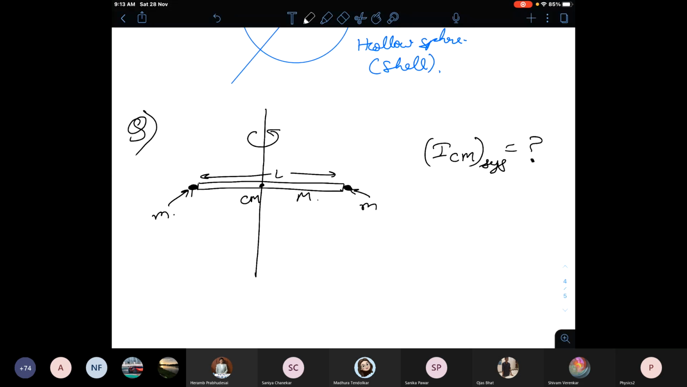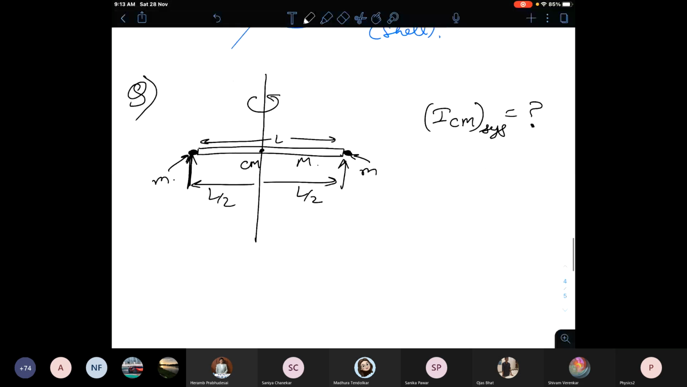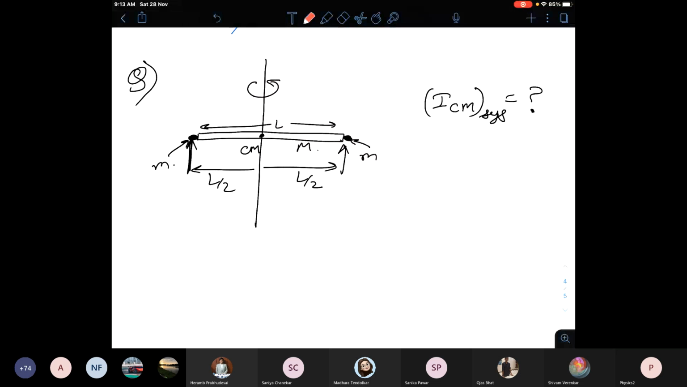Now see this mass. This is a point mass, and this is also a point mass. The 2 point masses are at a distance of L by 2 and L by 2 from the axis of rotation. So just remember that the moment of inertia of the system will be the moment of inertia of the rod plus the moment of inertia of small m mass plus the moment of inertia of small m mass, because there are two point masses connected at the ends.